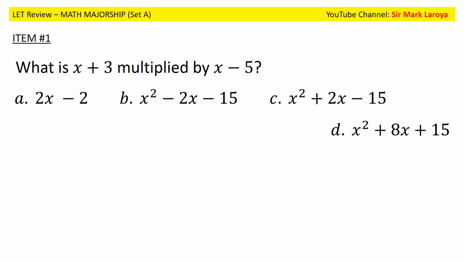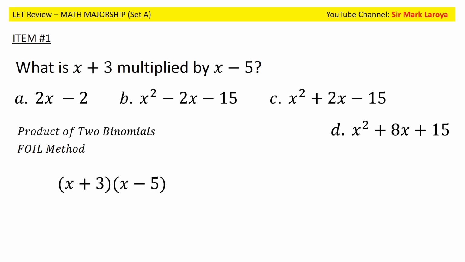To solve this problem, kailangan nating malaman na ito ay operation of polynomials. Specifically, this is product of two binomials. So we have two binomials here. Pwede nating gamitin ang FOIL method. So ang ating dalawang binomials ay ang x plus 3 at x minus 5. So that is x plus 3 times the binomial x minus 5.